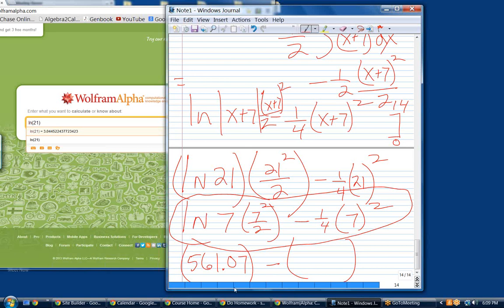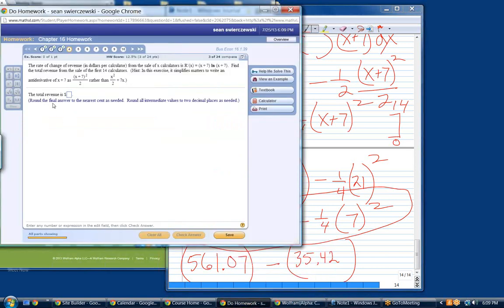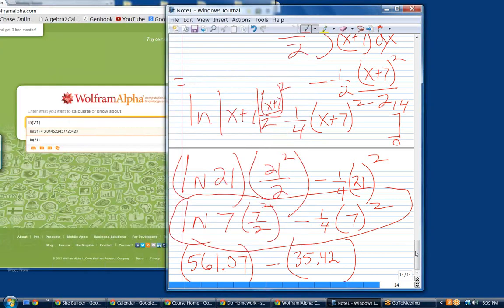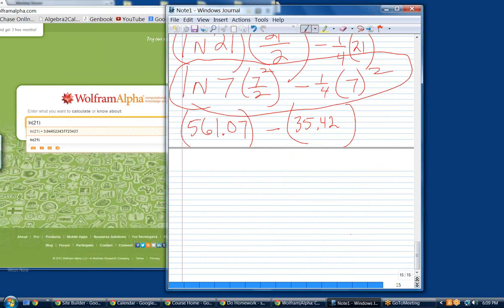For the next side, I got 35.42. Yeah, it'd just be 0.42. Let me read their instructions again. Round the final answer to the nearest cent, which is 2 decimal places. Round all intermediate values to 2 decimal places as needed. Okay. So what is the result of this? All right. 525.65. Okay, so that should be our answer.